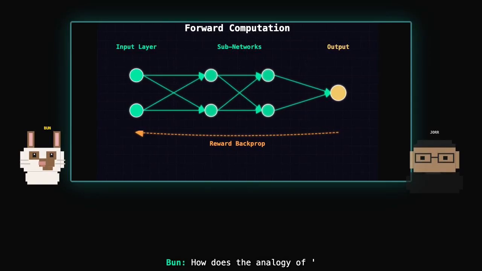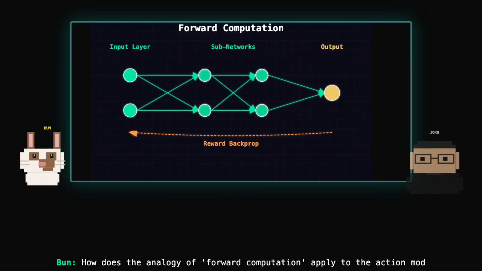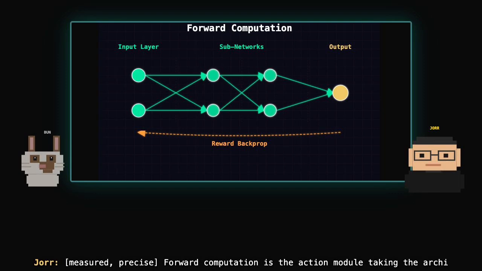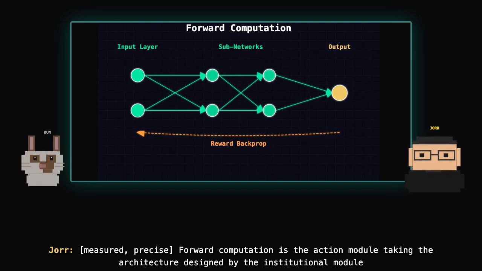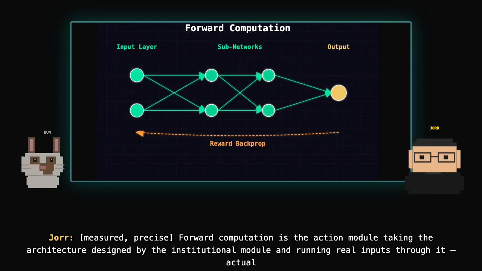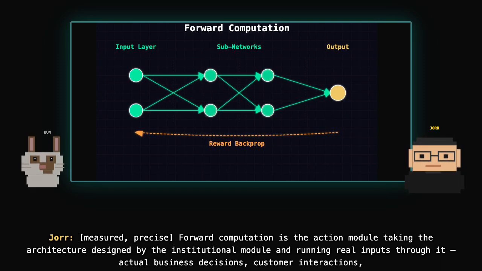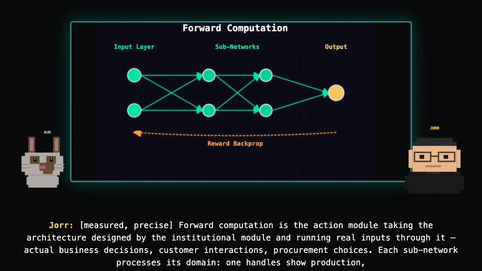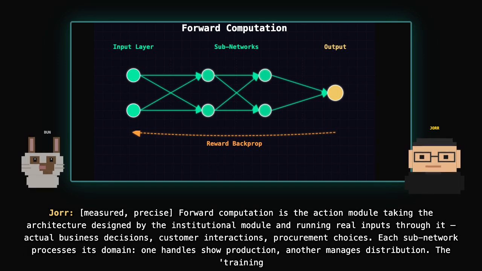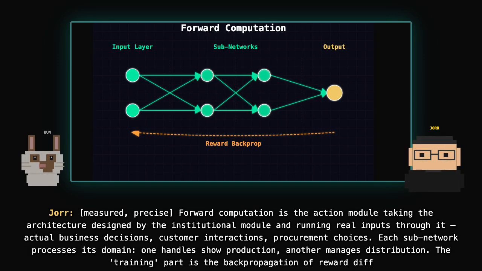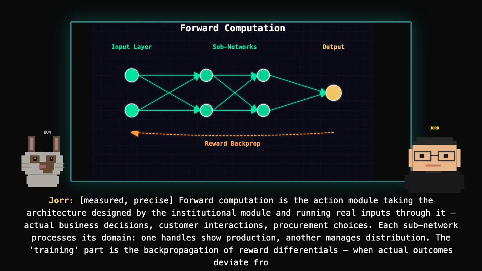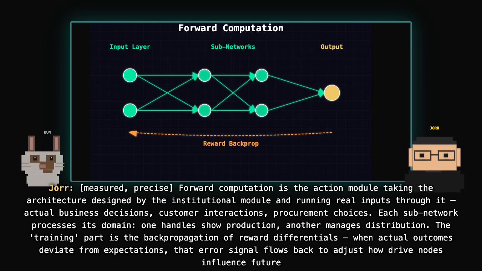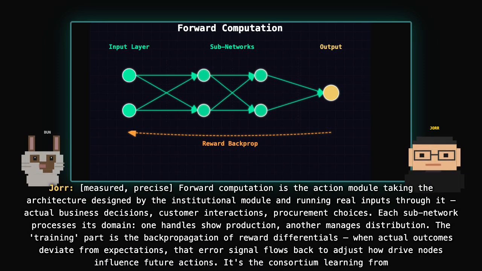How does the analogy of forward computation apply to the action module in practice? Forward computation is the action module taking the architecture designed by the institutional module and running real inputs through it. Actual business decisions, customer interactions, procurement choices. Each sub-network processes its domain. One handles show production, another manages distribution. The training part is the back propagation of reward differentials. When actual outcomes deviate from expectations, that error signal flows back to adjust how drive nodes influence future actions. It's the consortium learning from external feedback in real time.